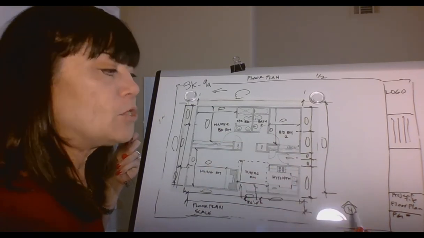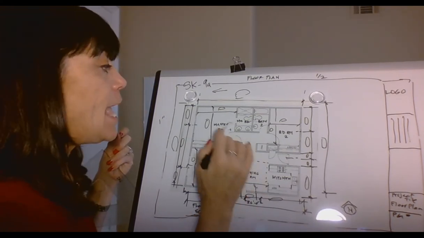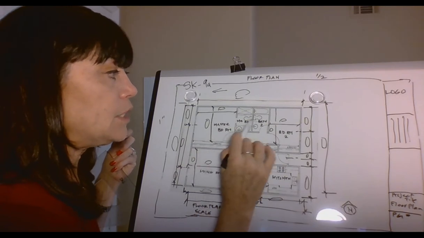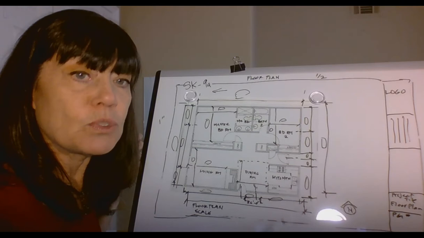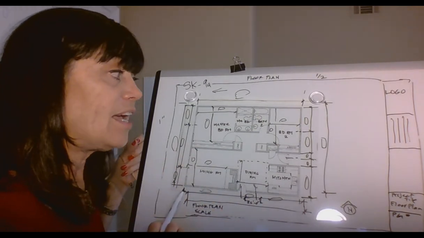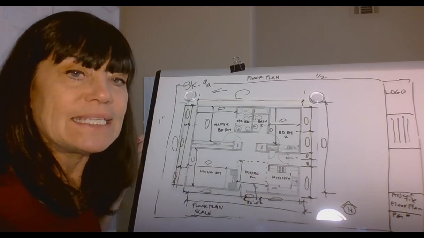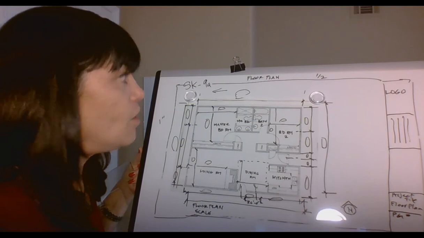Don't forget your north arrow, your floor plan title and your scale, and also to label each room and dimension some of the key rooms, which is both bedrooms, the living room, the dining area. There we want to see some key dimensions. And that's what your first drawing will be for the floor plan.